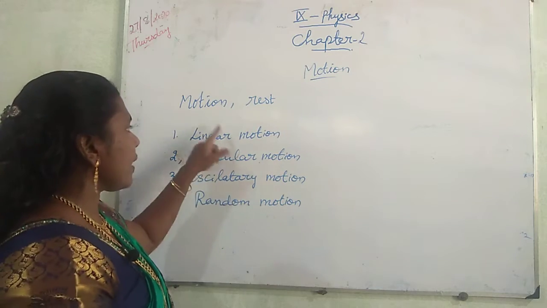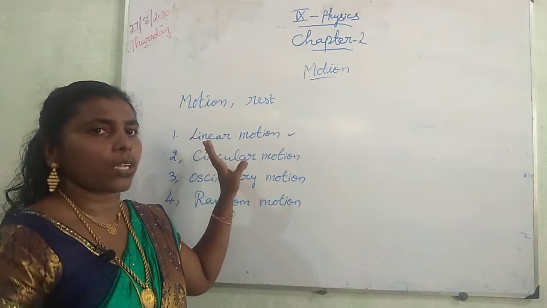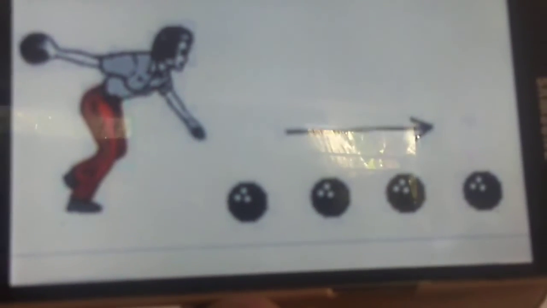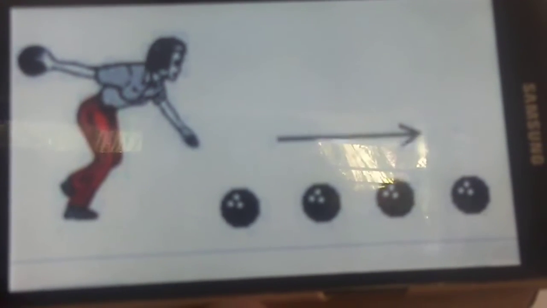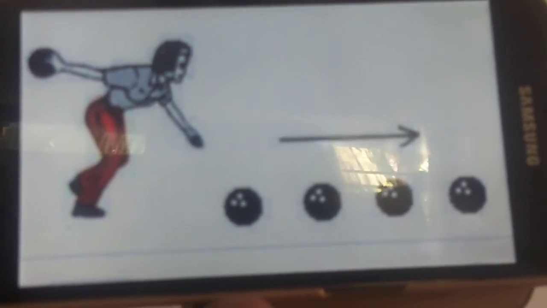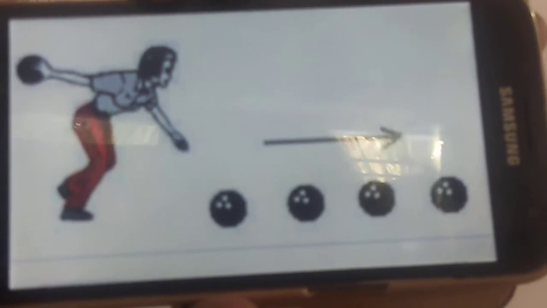Now we can see linear motion. Look at this picture. A body moves along a straight line is called linear motion. Next one is circular motion. The motion along a circular path is called circular motion.